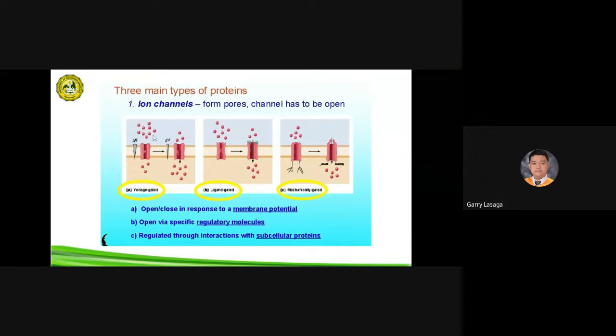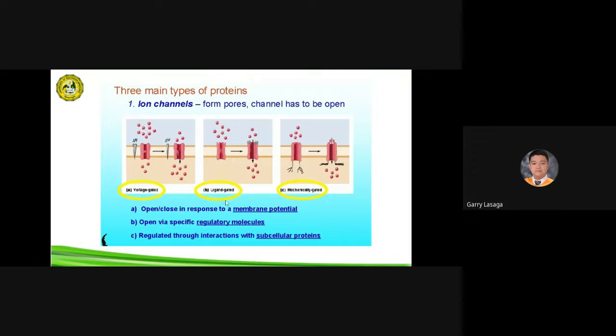So for example, when the cell is depolarized, due to the movement of, for example, cations from the inside to the outside of the cell, this will cause an increase in the voltage of the membrane. It will, for example, cause the opening of this type of channels. And these are again facilitated through the voltage of the membrane.